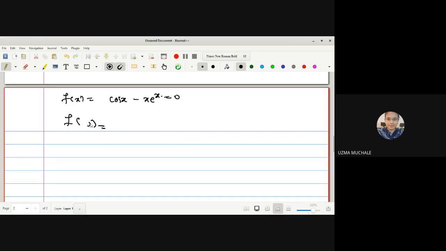So f of 0, what will be the value of f of 0? It is cos 0 minus 0, that is equal to 1, which is greater than 0. f of 1 is equal to, you have to calculate the value of cos 1 in your calci minus e raised to 1 and tell me the answer.